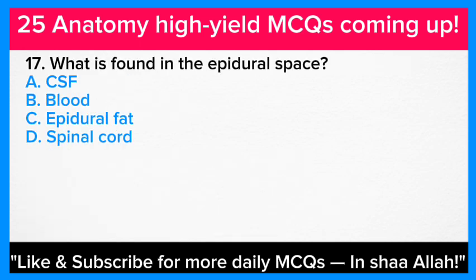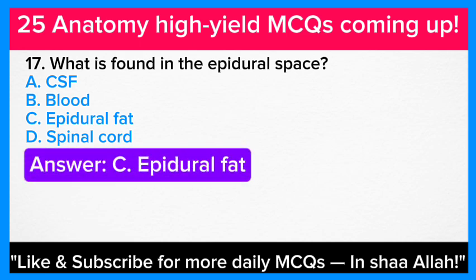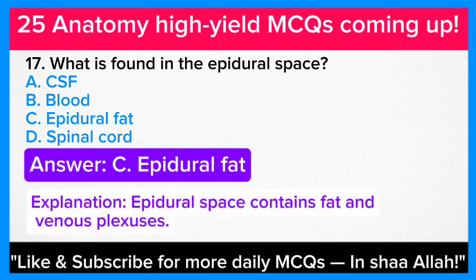17. What is found in the epidural space? A. CSF. B. Blood. C. Epidural fat. D. Spinal cord. Answer: C. Epidural fat. Explanation: the epidural space contains fat and venous plexuses.